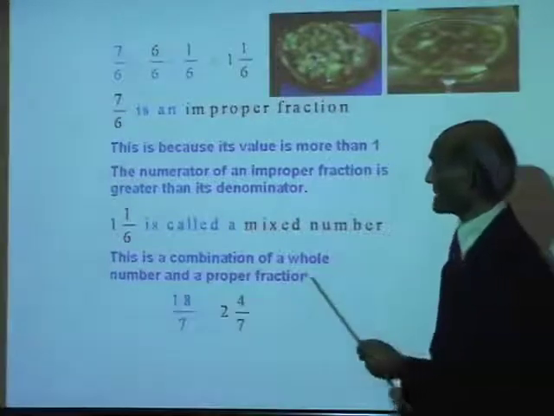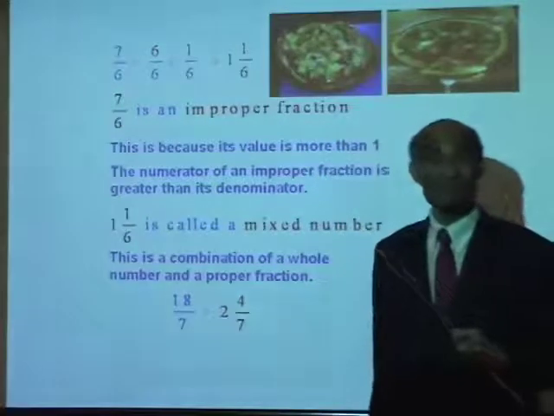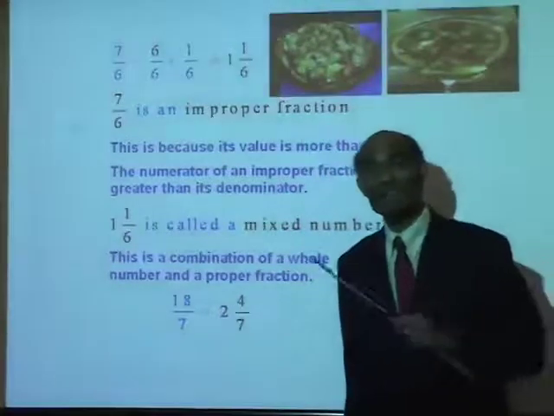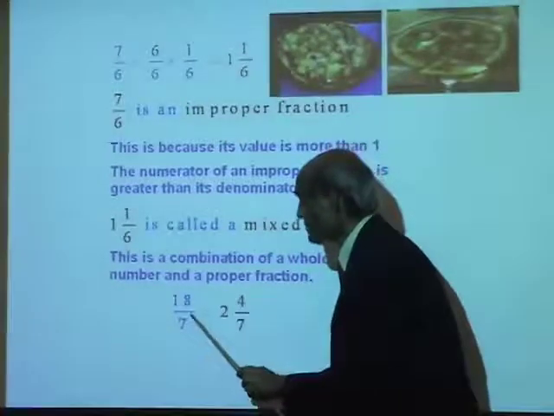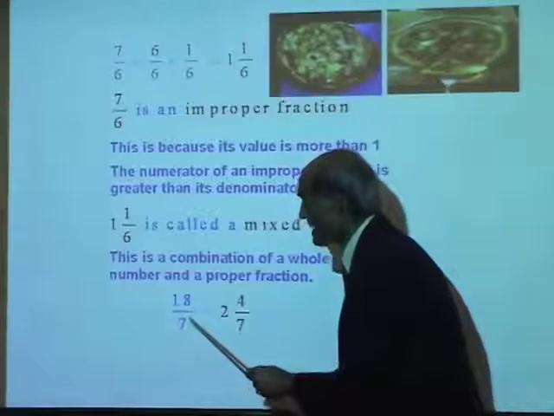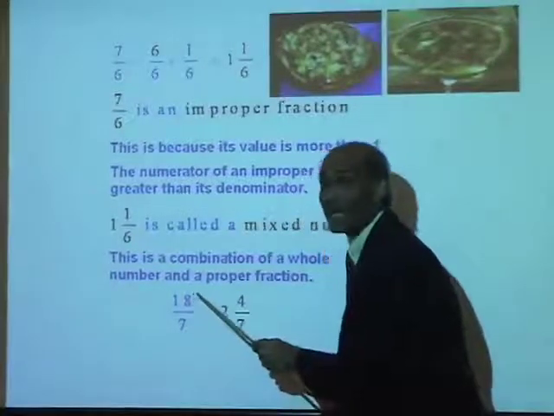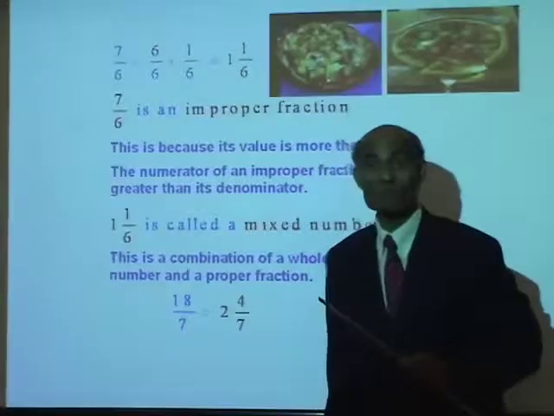Okay, tell me, 18 divided by 7 is an improper fraction. How do you write that as a mixed number? Look at the way I wrote this. 18 out of 7. First of all, you've got to ask, how many 7s can be taken from 18? How many 7s can be taken from 18? If you know your tables of 7.